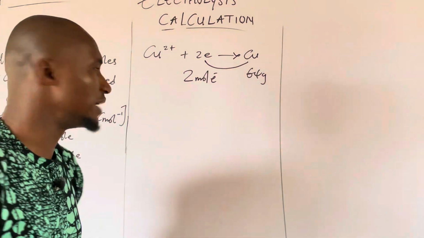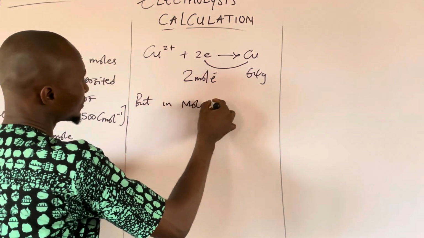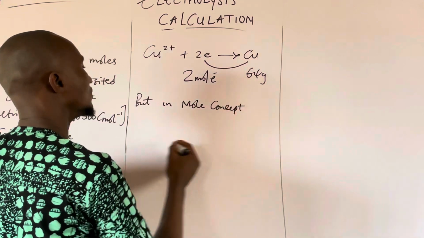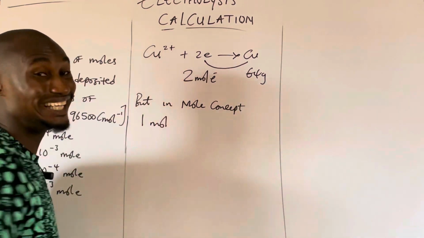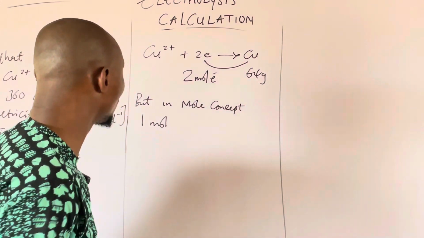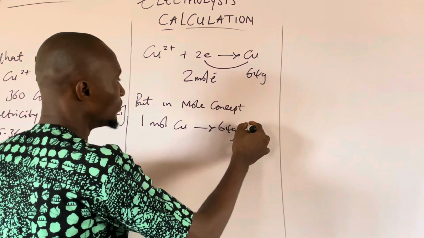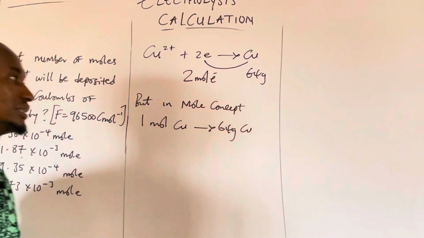But in mole concept, one mole of any element is equal to the mass of that particular element. So 1 mole of copper is equal to 64 gram of copper, right?